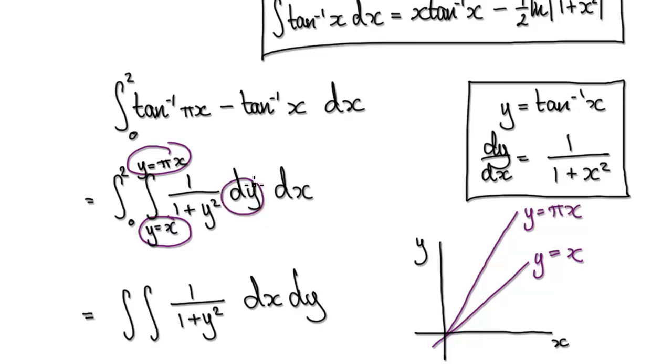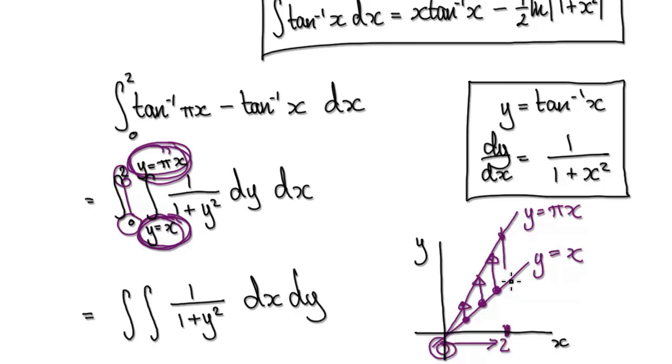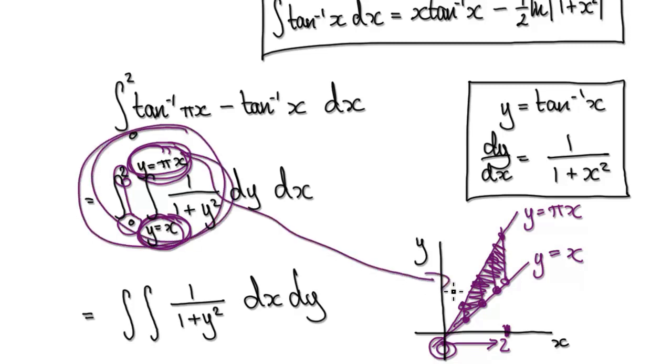So you're moving parallel to the y-axis like this. But you have to start at this line and end at the other line. And then you're scanning all the way through from 0 to 2. So you're scanning from 0 to, let's say 2 is here. So you can see that this is our region. So we are interested in this region here.